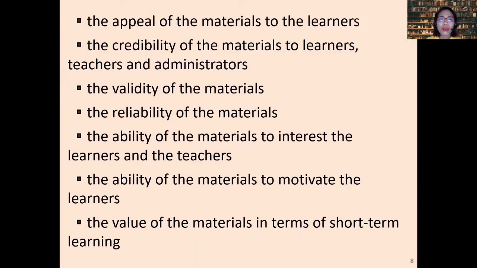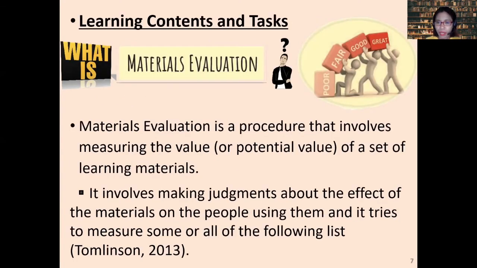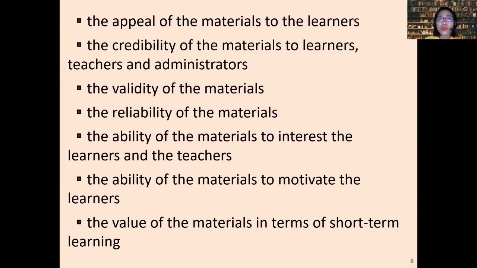So according to Tomlinson, these are the following lists that we have to take a look at when we try to evaluate. So the appeal of the material to the learner. How does it appeal to the learners?